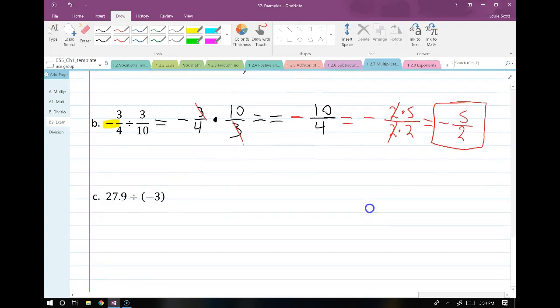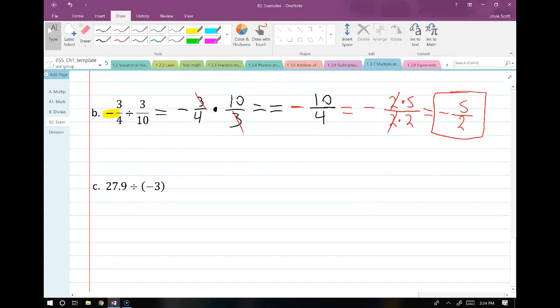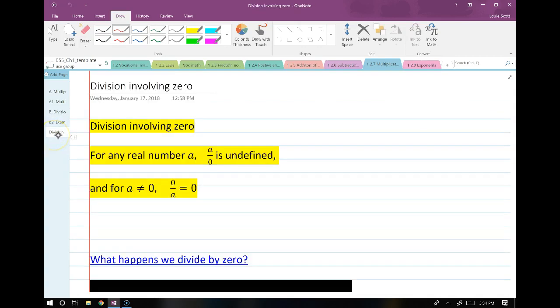All right, this one here I'm going to do on my calculator. 27.9 divided by 3 is equal to 9.3. I had one negative going into this, so my result is negative. Okay, any questions about those? I think we pretty much beat that horse to death, right? Okay.